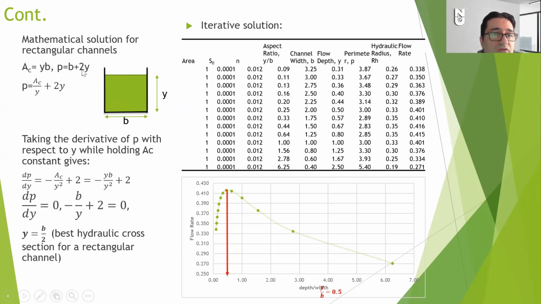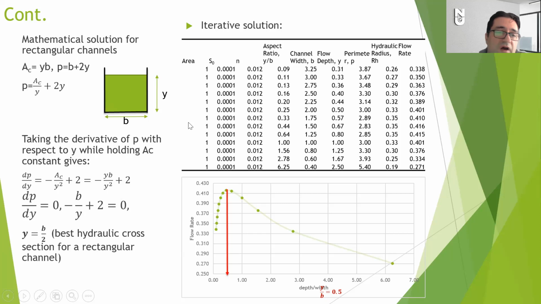Here, I would like to remove this B, and make a function depending only on the Y value, because if I optimize the Y value, then it is easy to optimize the B value too. In order to remove B, I take B as area A over Y and replace it, and the perimeter turns into area over Y plus 2Y. Okay, this is the function of perimeter.